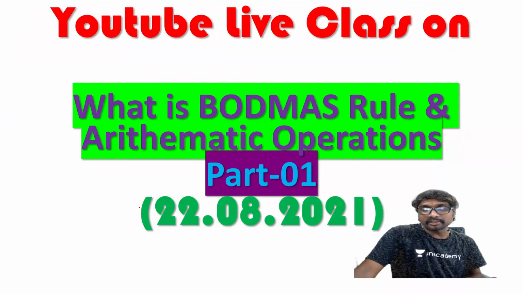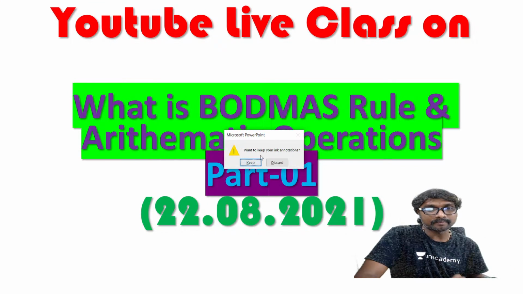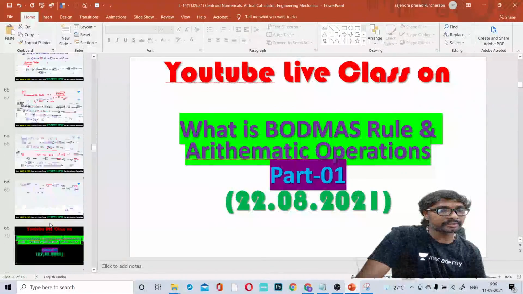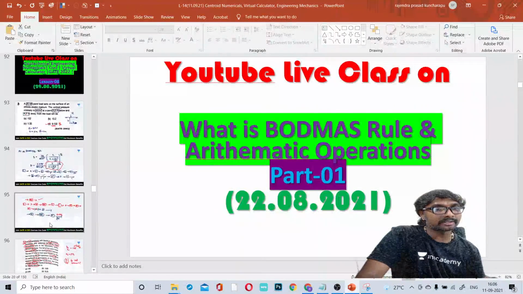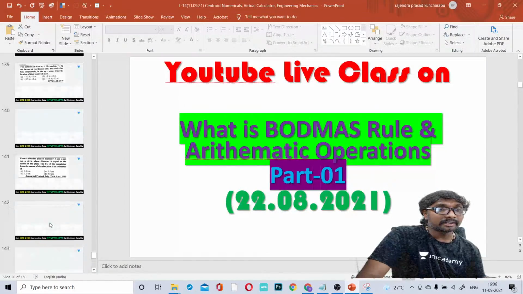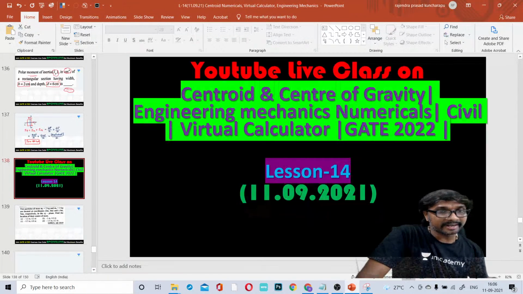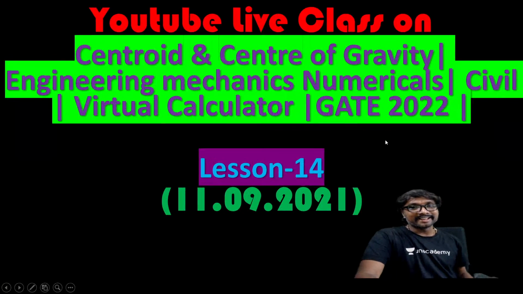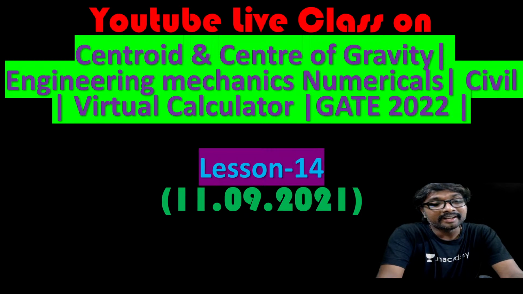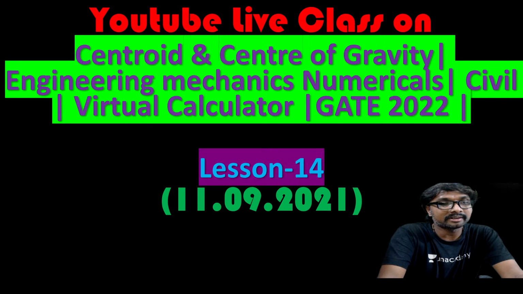Right. So these are all the things we have already discussed, if you just remember, and we are going to see the centroid numericals and the usage of the virtual calculator. Centroid calculation is not important here. What is important is the usage of the virtual calculator. Is that clear?